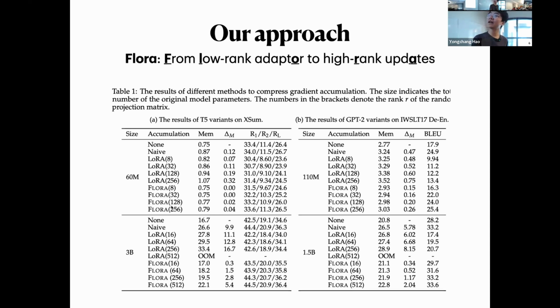And when the rank is large enough, like when it reaches 1/4 of the dimension of the original full matrix fine-tuning, it has comparable performance in either ROUGE score or BLEU score, while having lower memory usage. It saves around 30% of the original training setting.